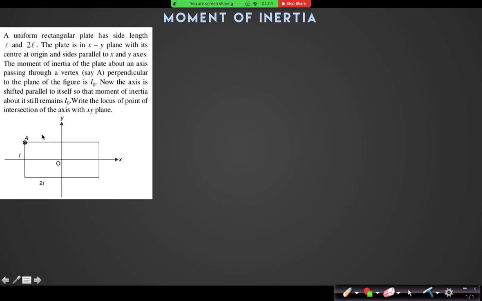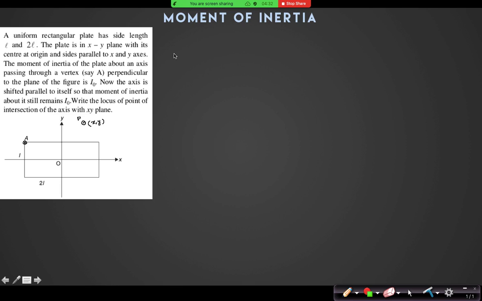Now the axis is shifted parallelly to some other place. Suppose I shift this axis here, and the position coordinate is x comma y, so that the moment of inertia about this point also remains the same. So what is the locus of that point? Suppose this is point P.